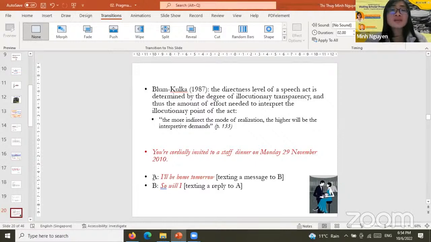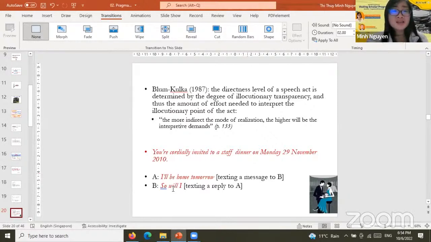Okay, but when, let's say, consider a conversation between two people. When A says, I'll be home tomorrow, and B says, so will I. Okay, it's more difficult to try to arrive at the people's intended meaning here. So what is A trying to say? I'll be home tomorrow. When she's texting to B, for example, it might be an invitation to come over. Okay, I'll be home tomorrow, let's come over, right? We don't know.